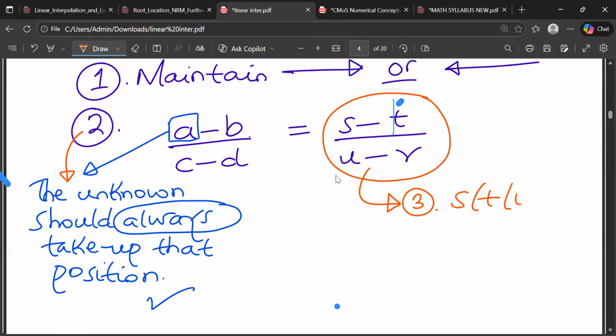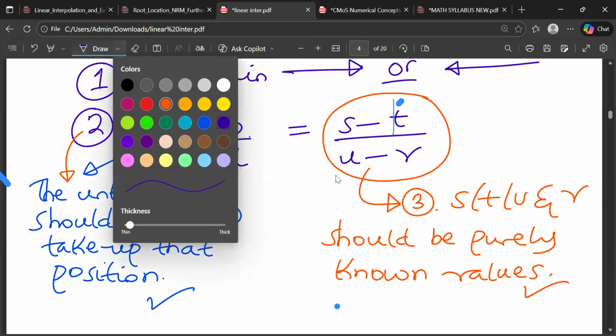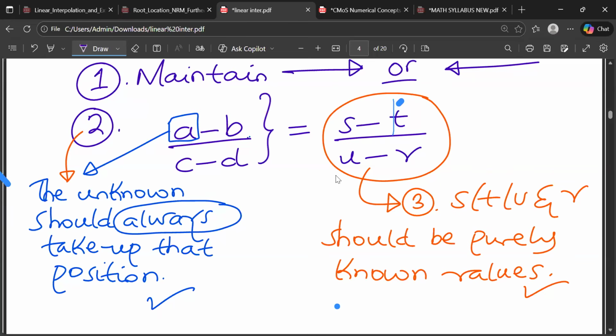S, T, U, and V should be purely known values. Should be purely known what? Known values. You get? So this side, which is the left, is the one that will have the unknown.